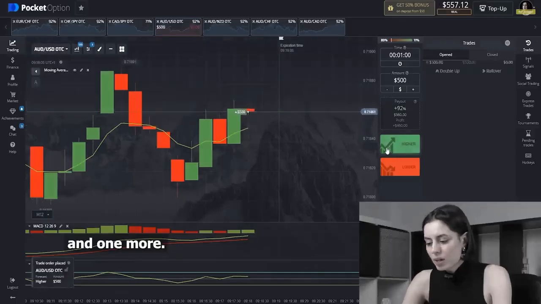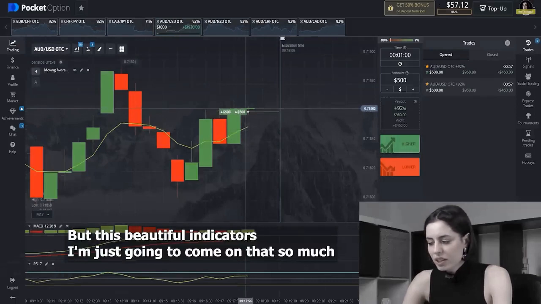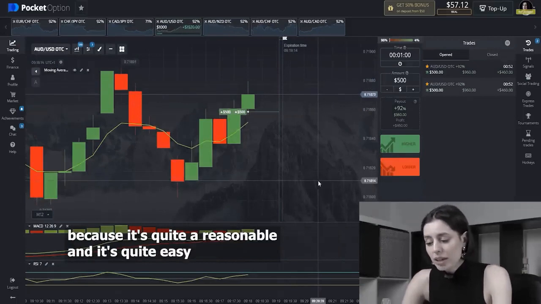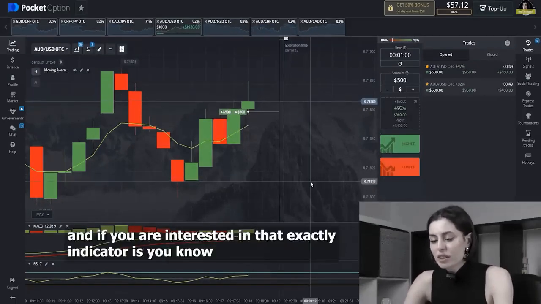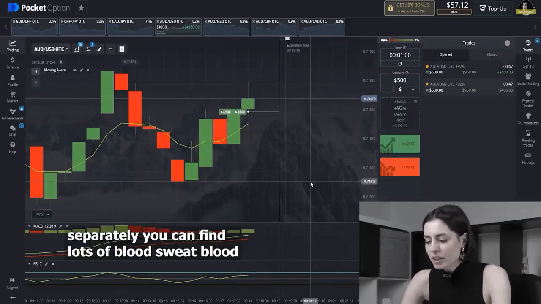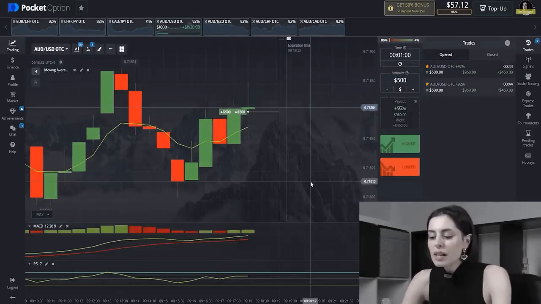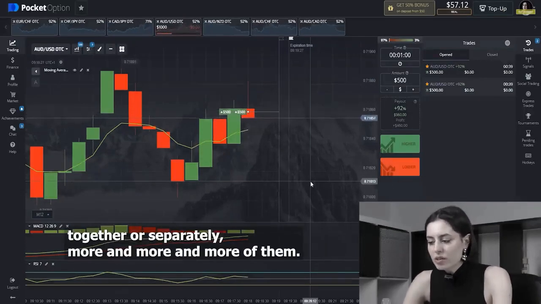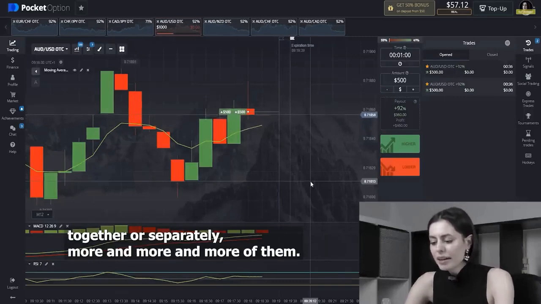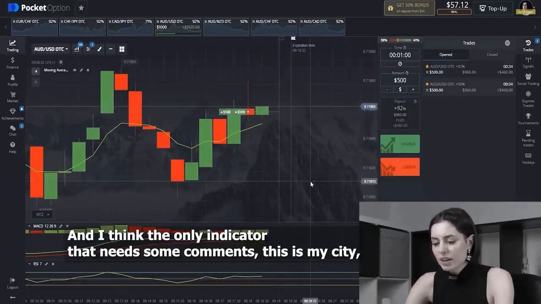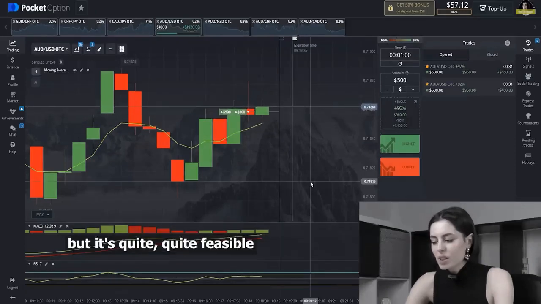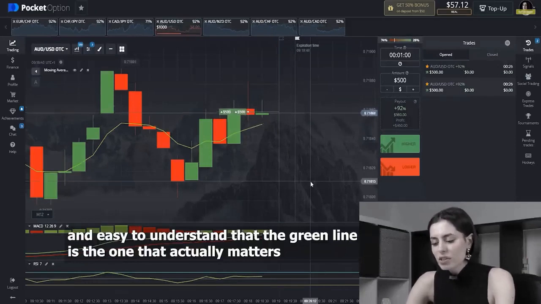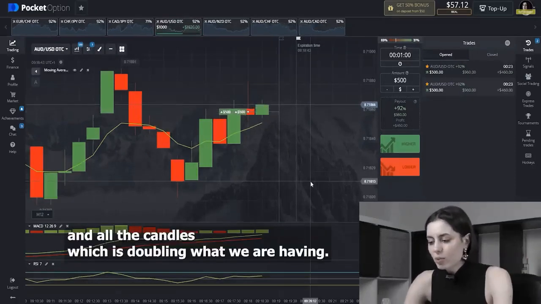And one more with these beautiful indicators. I'm not gonna comment on it so much because it's quite visible and easy. And if you are interested in exactly these indicators, separately, you can find lots of videos on my channel, with some or all of them together or separately. I think the only indicator that needs some comments is MACD, but it's quite easy to understand that the green line is the line that actually matters, and all the candles are just doubling what we are having.